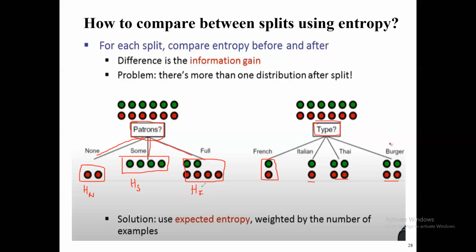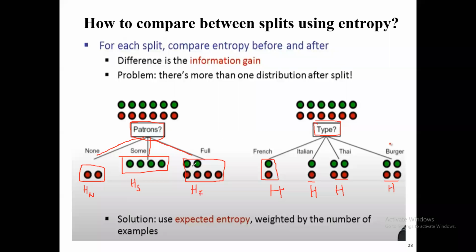For example, for HF, we have 2 values, red and green. So the equation will be minus 2 by 6 log 2 by 6, and again, minus 4 by 6 log 4 by 6, right? According to the previous equation we had seen for entropy. And this will be the same case for each of these distributions, right? So we have 3 entropy values for patrons and 4 entropy values for the 4 distributions of the type attribute.